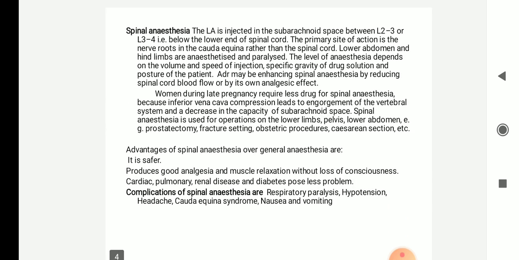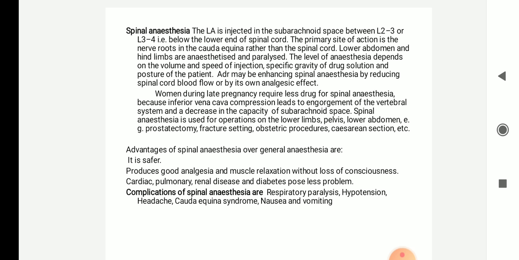So spinal anesthesia. Local anesthetics are injected in the subarachnoid space between L2, that is lumbar 2 and 3, or lumbar 3 and 4, that is below the lower end of your spinal cord. The primary site of action is the nerve roots in the cauda equina rather than the spinal cord. The lower abdomen and the hind limbs are anesthetized and paralyzed. The level of anesthesia depends on the volume and speed of injection, specific gravity of the drug solution and posture of the patient. Adrenaline may enhance the spinal anesthesia by reducing the spinal cord blood flow or by its own analgesic effect.